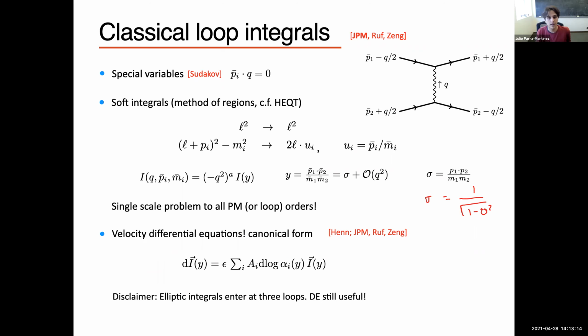So essentially, if you give me PN data, is there an a priori physical meaning of the velocity equation itself, the equation itself?